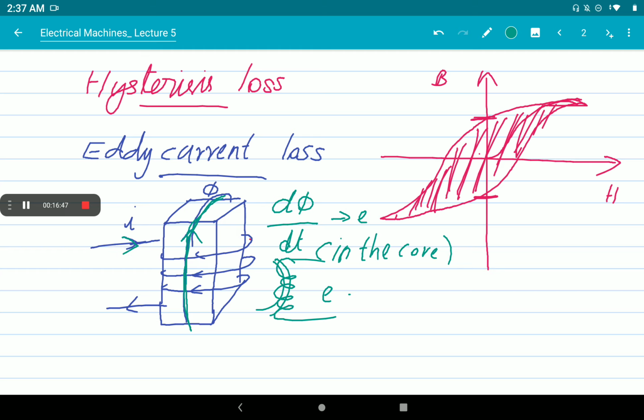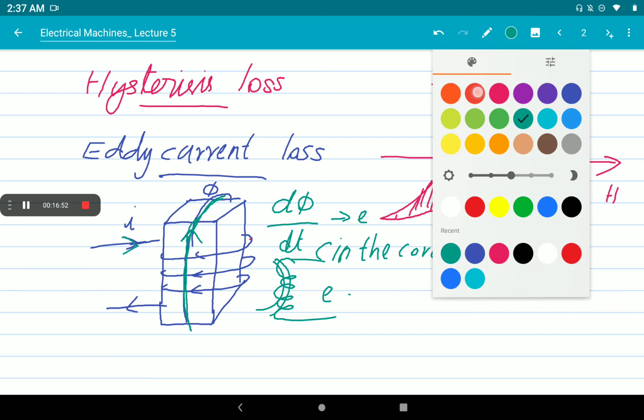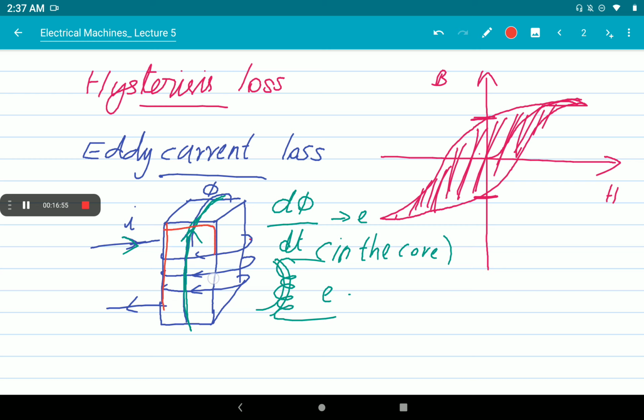Now consider the magnetic core. This magnetic core is a conducting, thick material, so definitely there will be a current flowing inside it. A current I will be generated inside this magnetic core due to this rate of change of flux. There is an induced EMF, and in turn this induced EMF will generate a current in the ferromagnetic core. This current is known as eddy current.